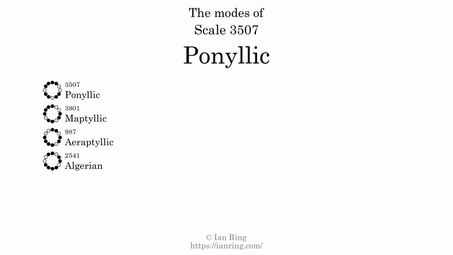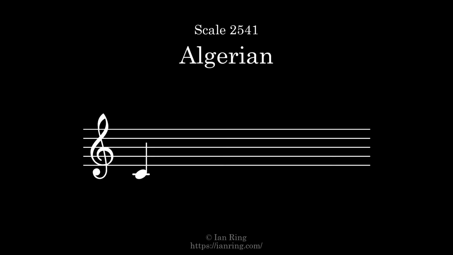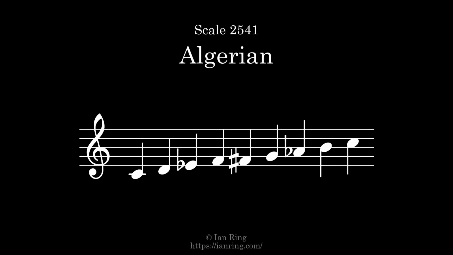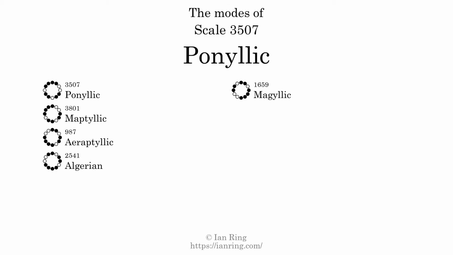The fourth mode is scale 2541, also known as Algerian. It sounds like this. The fifth mode is scale 1659, also known as Ponyllic. It sounds like this.